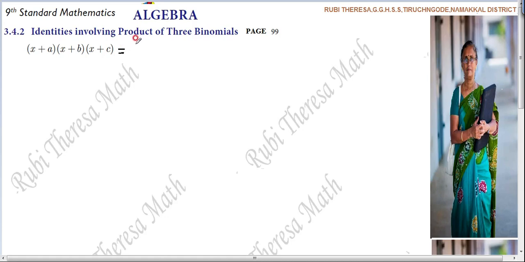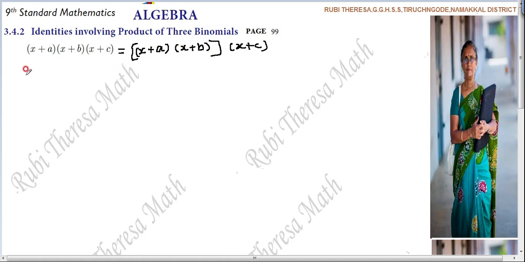Next, first let me take X plus A into X plus B. First you are going to multiply these two, then with X plus C. First you take two, X plus A into X plus B.